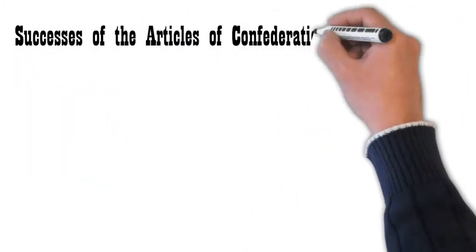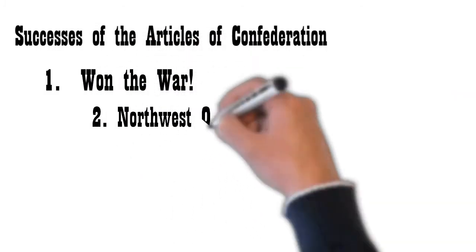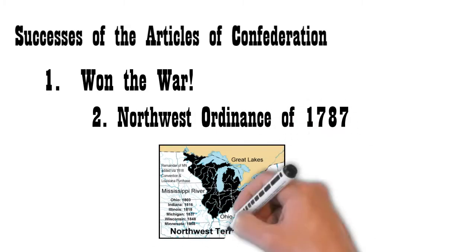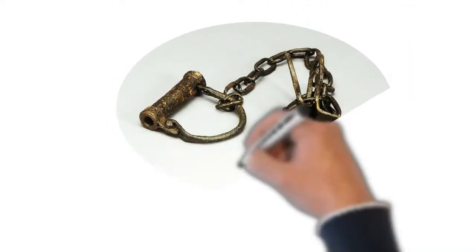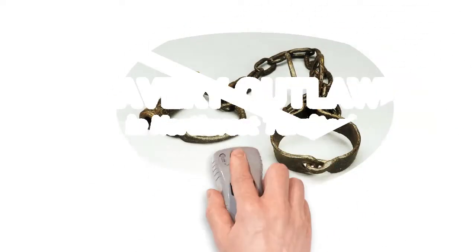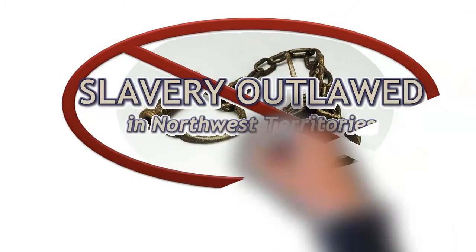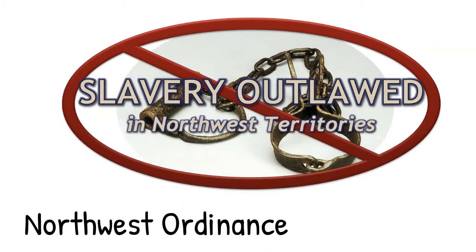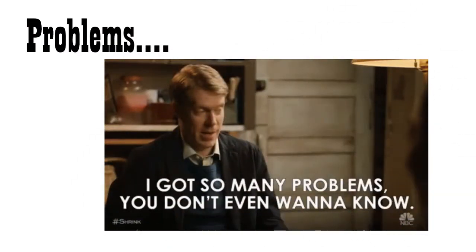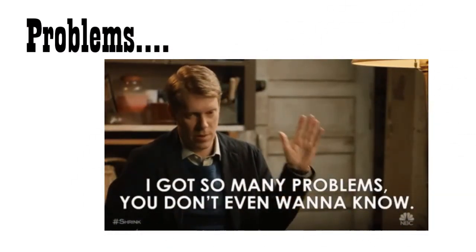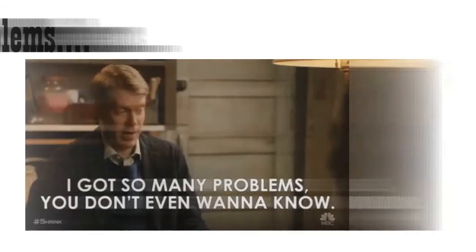There was some success, though, under the Articles of Confederation. Number one, we won the war, which was huge, but we also drafted the Northwest Ordinance of 1787, which set the guidelines for creating new states in our Union. Within the Northwest Ordinance, very important to realize, there was no slavery allowed. This is the first anti-slavery law in our country. But there were more problems than there were successes. And let's look at a few of those.